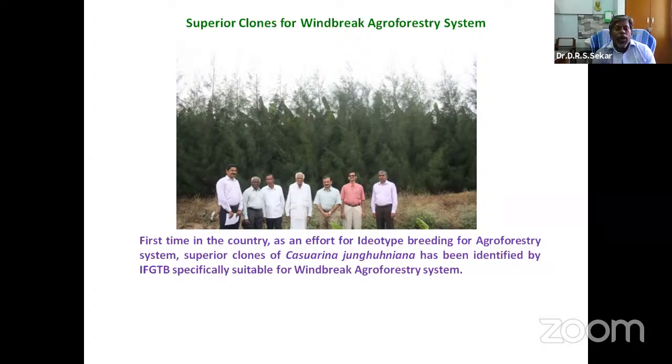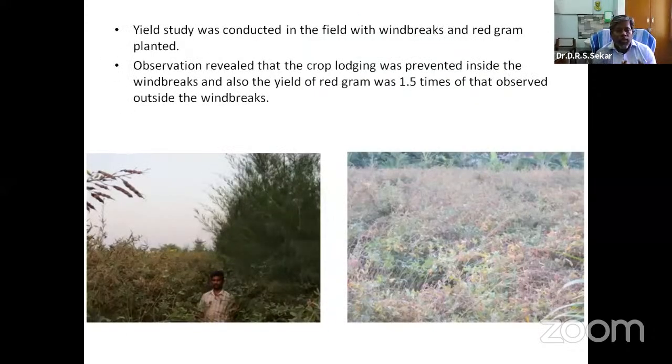It was further extended to the Kaveri Delta zone, which has a very special characteristic of branching ability, with wind velocity being reduced drastically. Look at the kind of observation that was revealed. Crop lodging was prevented, and inside the windbreaks the yield of the gram, red gram particularly, was 1.5 times that observed outside the windbreak. There's a difference in crop yield too.